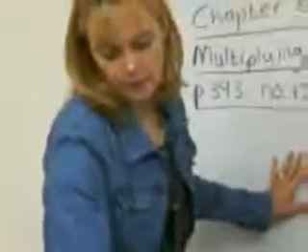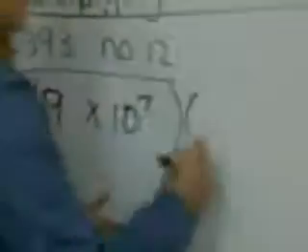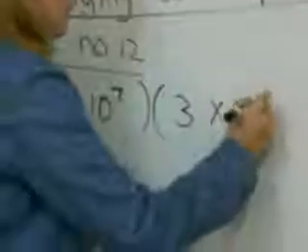So this section deals with how we multiply with exponents. We're going to do number 12 on page 393 because that helps us understand how to deal with it. 9 times 10 to the 7 is the first one, and that's got to be multiplied by 3 times 10 to the minus 16.